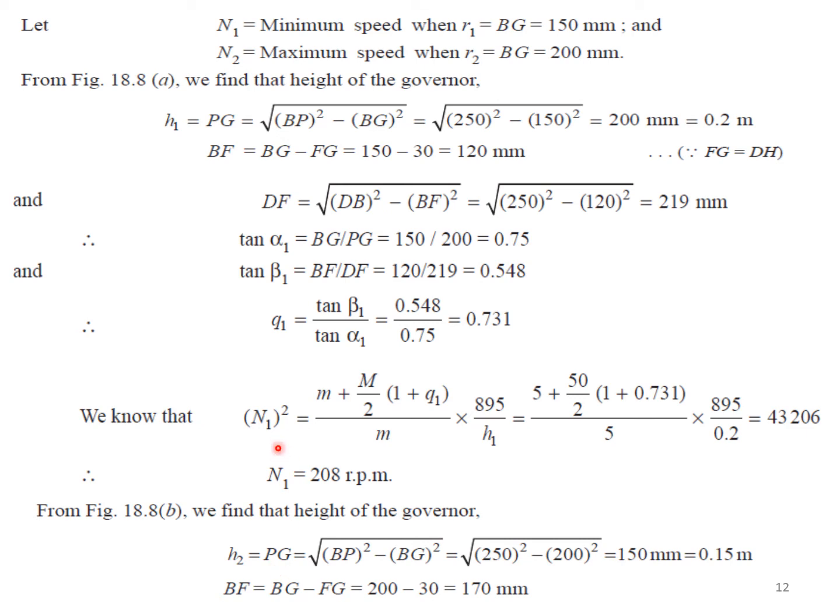So what is the equation? N1 square is equal to (m plus M by 2 into 1 plus q1) divided by m into 895 by h1. By substituting all the values, I get the value of N1 as 208 rpm. Same procedure, we do it for the maximum position.